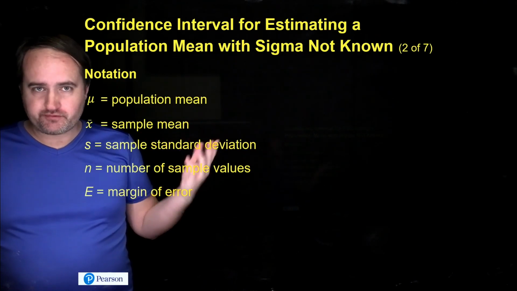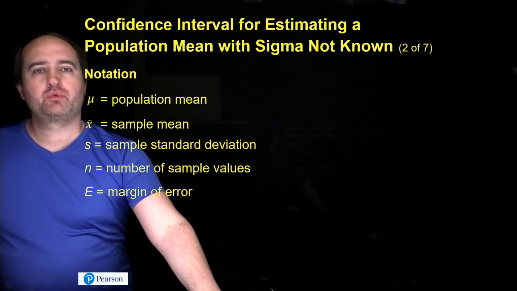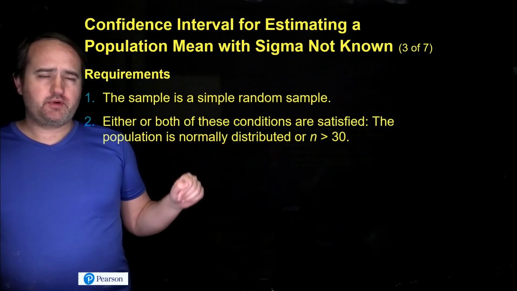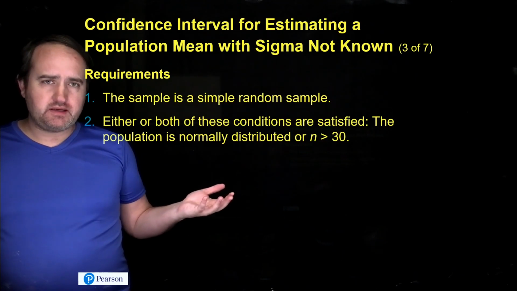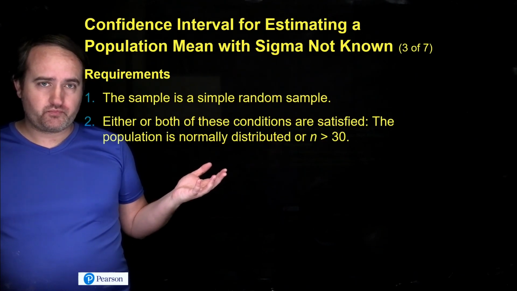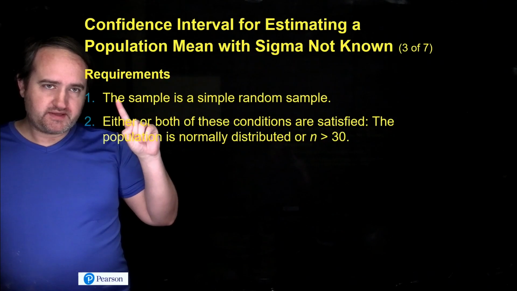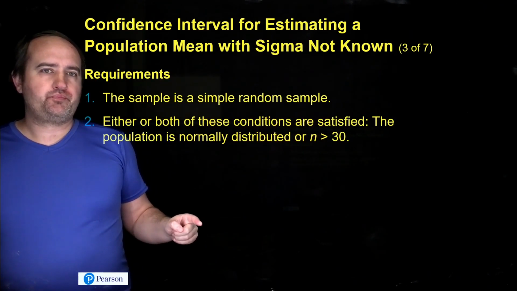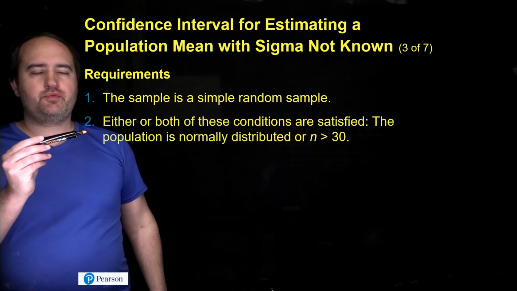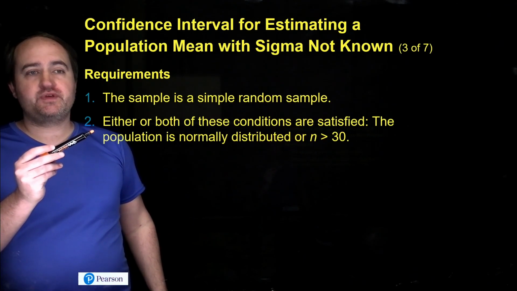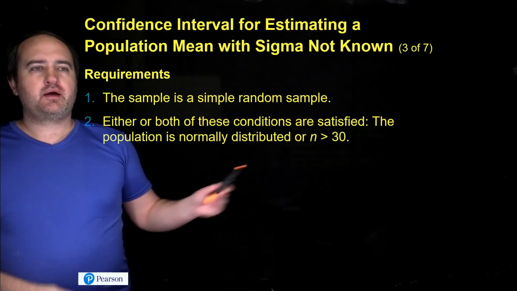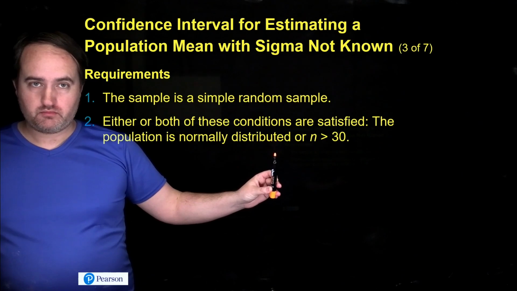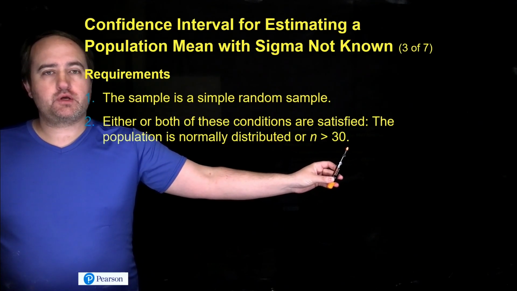So that's why it has a different formula for the margin of error. Okay, now the requirements that we need to construct a confidence interval is, as always, we need our sample to be a simple random sample. And then also, either or both of these conditions are satisfied. Either the population is normally distributed, or n is greater than 30.